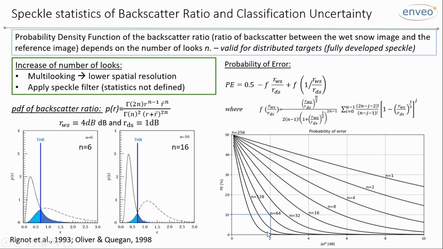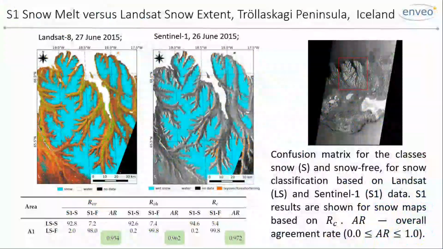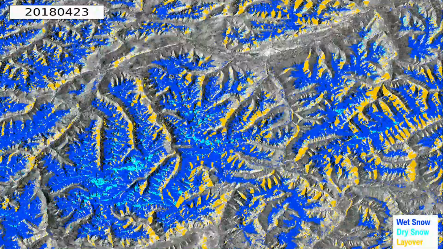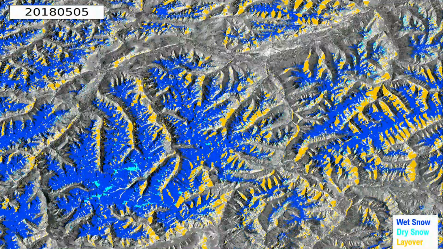The point is now that we have to go up with the number of looks. For example, when we go up to about 128 looks, so bigger pixels, then of course we have only 1%. So some of these parts. Okay. Finally, we get something like this, what you can produce today.